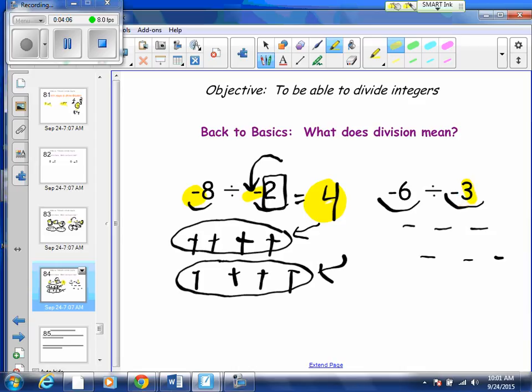Example 2, 6 negatives, and we're dividing by 3 negatives. So let's just focus on the 3. Let's just divide it into 3 equal groups. There are 2 in each group.